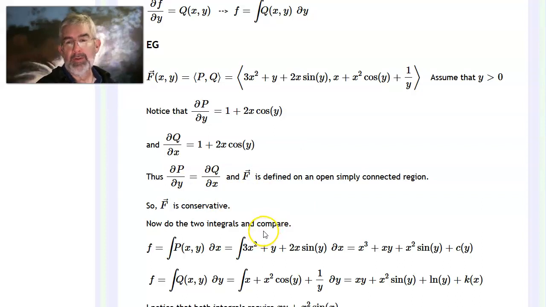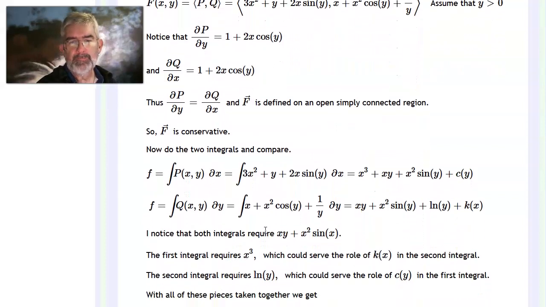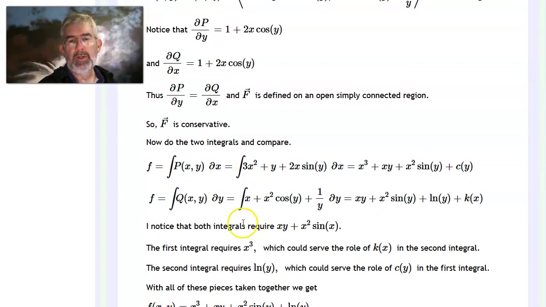So now I'm going to do two integrals. I'm going to say f is the integral of P with respect to x, or f is the integral of Q with respect to y. Now I'm using, instead of dx and dy, partial x and partial y here, just to indicate to myself that this is sort of a partial integral. I'm saying it came from a partial derivative.